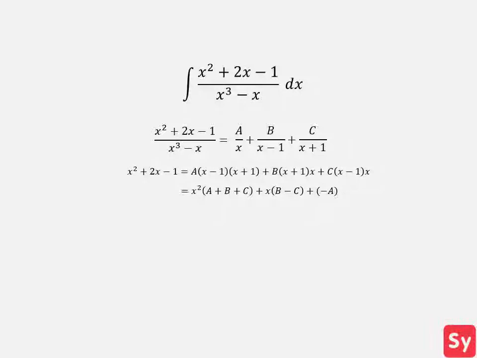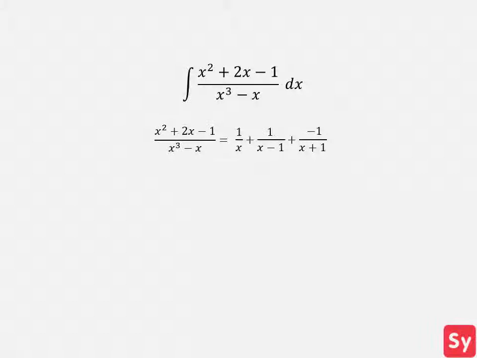We multiply out the right side and reorganize it. Now we create a system of equations to find a, b, and c, and we'll eventually get a equals 1, b equals 1, and c equals negative 1. So we can substitute that back in for a, b, and c, and now we can substitute this partial fraction into the integrand. We use the sum rule and the natural log integral identity, and we'll eventually get our answer, ln of x plus ln of x minus 1 minus ln of x plus 1.